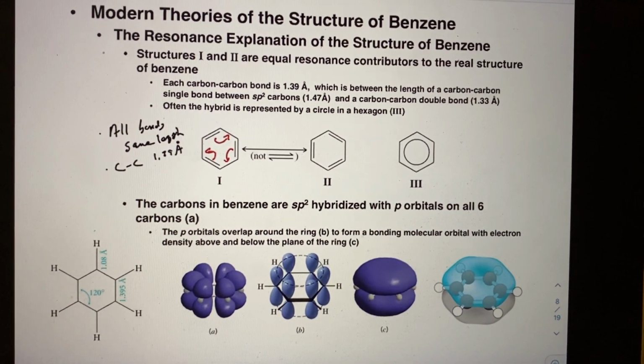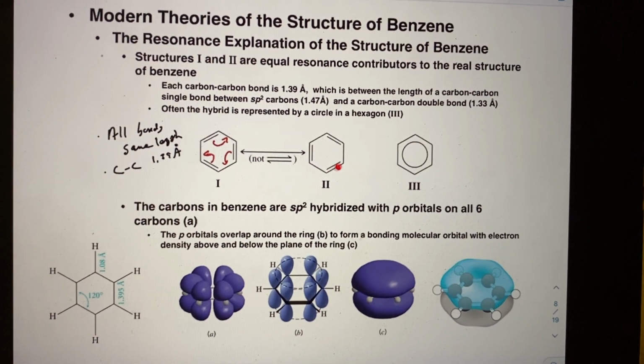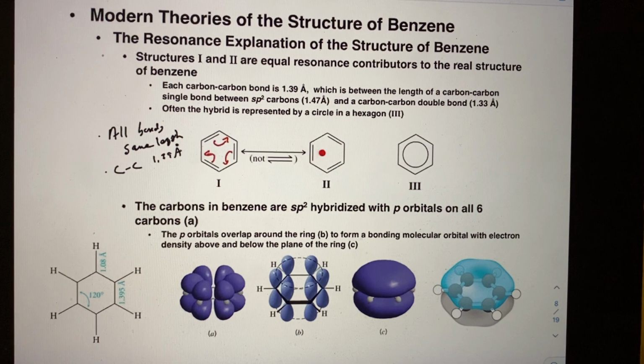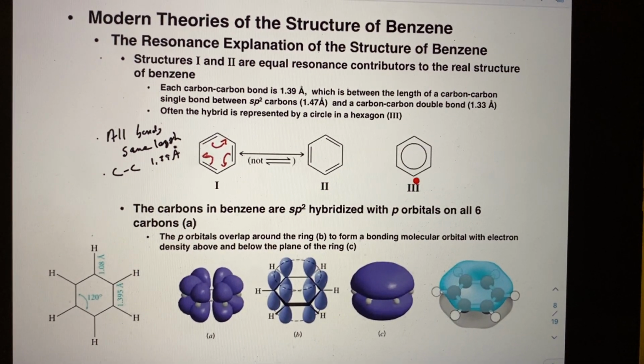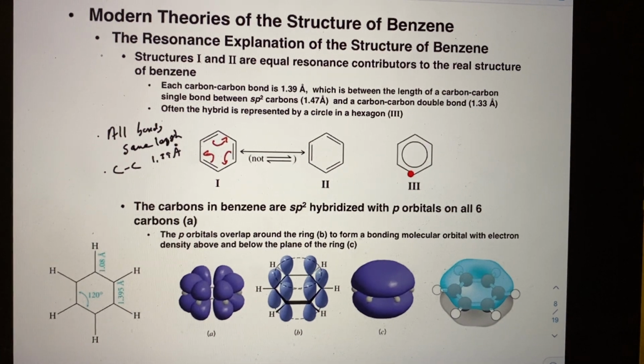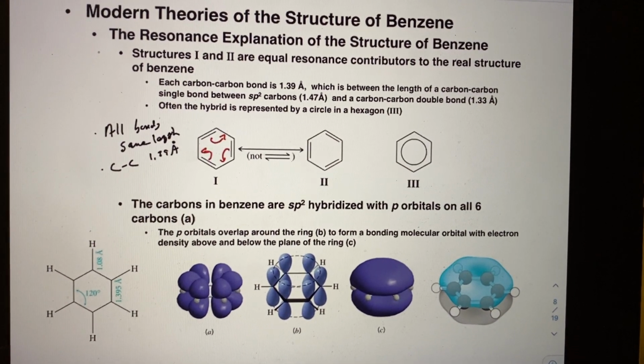Now, when we're discussing our reaction mechanisms, we'll typically draw the double bonds. It doesn't matter if we draw it as 2 or 1. And the reason for doing that is the circle is a great tool, but you lose count of the number of electrons that you're dealing with. And so that's why sometimes we'll end up using this structure.